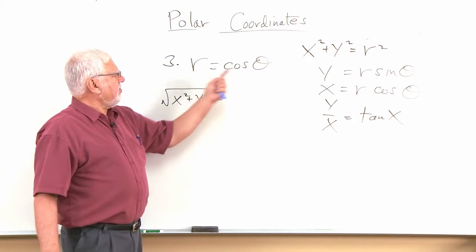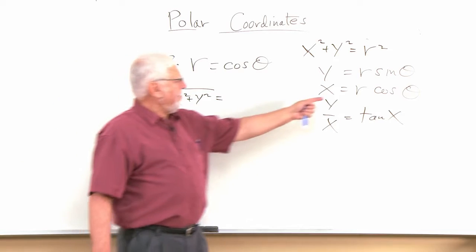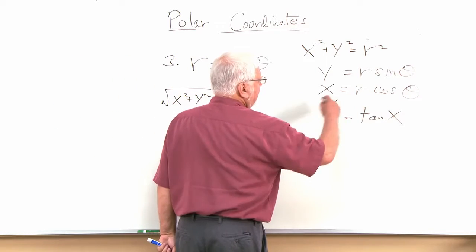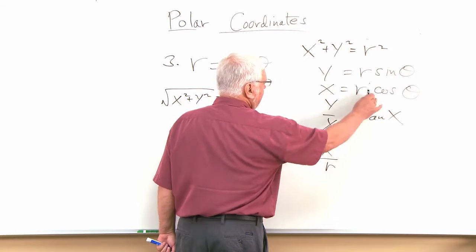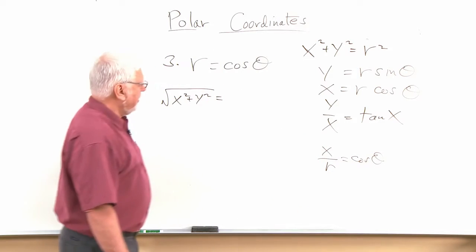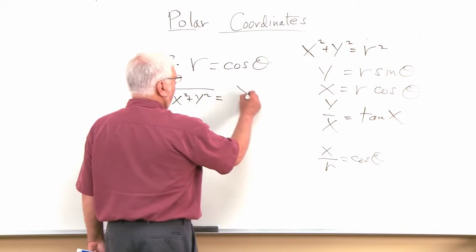Now, what about this cosine theta? That's a little trickier. Well, the only place we have a cosine theta is here. Let's see how we could change that into x divided by r. If we divided both sides by r, that equals cosine theta, doesn't it? So we could replace this with x over r.